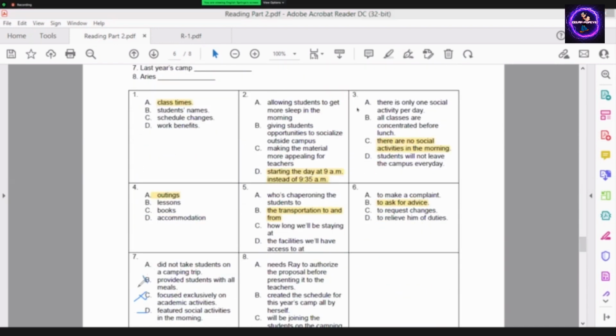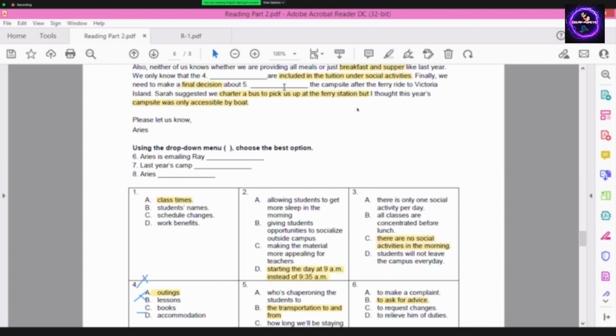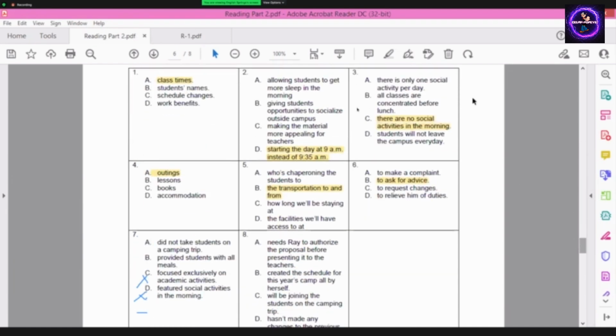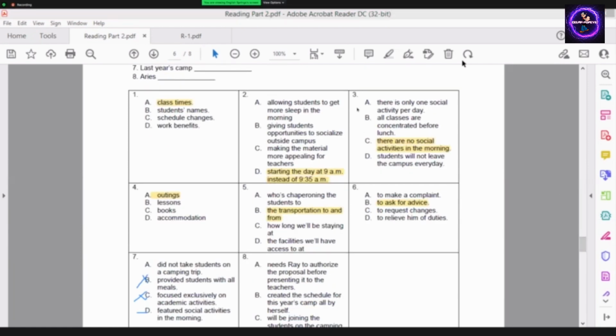Did not take students on a camping trip. Nowhere is it mentioned whether they went on a camping trip or not. It's not given anywhere. We have a decision about the campsite this time, but where they went last year isn't mentioned. She specified everything that they changed from last year to this year, so she didn't say anything about a camping trip.